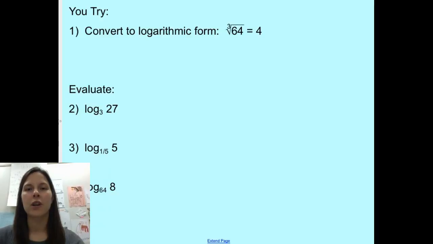Here are a few try problems. If you keep that curly law in mind, you should be okay with your logs.